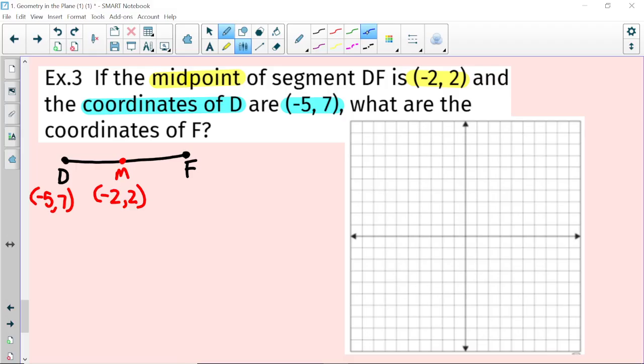Up, down, left, right. Left, because remember, X direction first is left and right. So we want to go left 5 because it's a negative. And then 7 tells me to do what? Up, down, left, right. Up, because it's a Y, it's a rise, and it's positive. So left 5, up 7. And I'm going to label that point D.